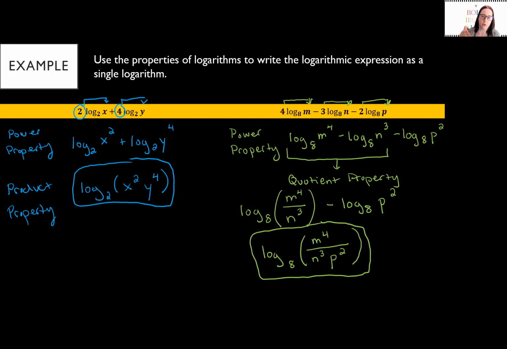And this rule works with the plus sign as well. So if you have logs that are added on, everything that has a plus is going to go on top. So we could have done this in 2 steps, knowing that I had this minus log base 8 n cubed and minus log base 8 of p squared. I could have put those together in the denominator all in 1 step because they were both minus. But I don't like to do that just because it could get confusing. I like to do it one at a time so I can really see what's going on here.